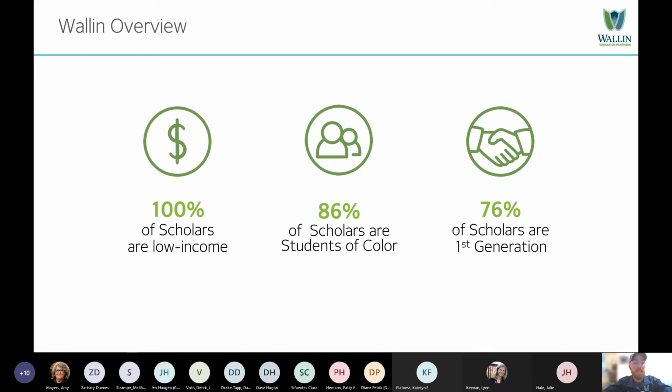We define that as for a family of five, your family can make about $75,000 per year. It's a little higher than the free and reduced lunch threshold. It's even a little higher than the Pell Grant threshold as well. So we're really looking for what I would call low and low middle income families. It happens that about 86% of our scholars are students of color and 76% are first generation, first in their family to go.